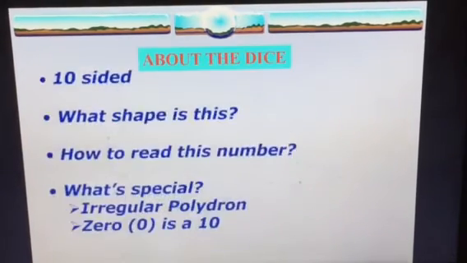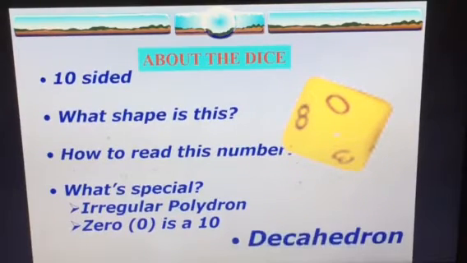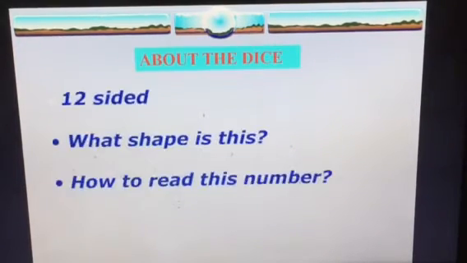Next we have a 10-sided die. There are 2 unique features on this die. When it shows a 0, we want you to consider it as a 10. It's also the only irregular polyhedron in the series, and this is called a decahedron, same as the English word decade. Decahedron.